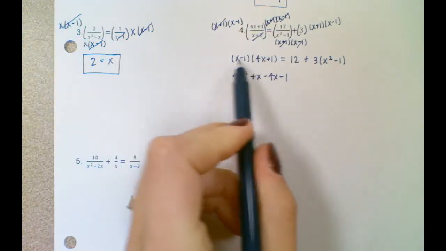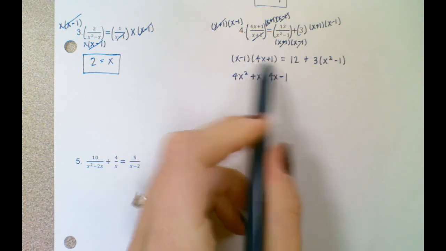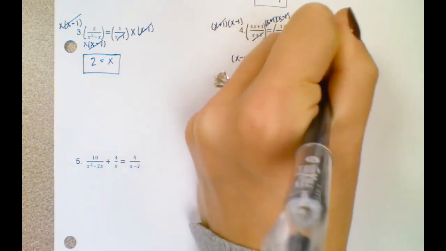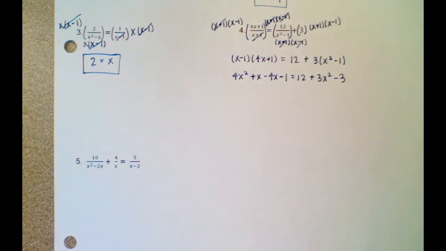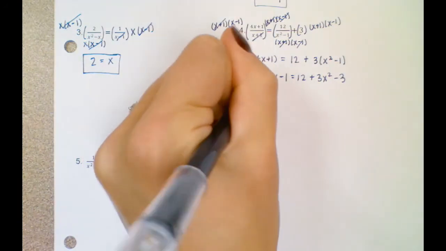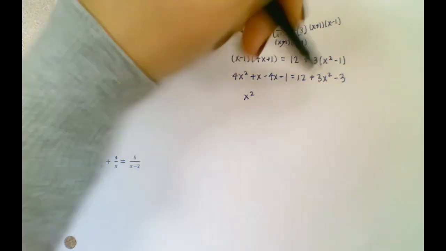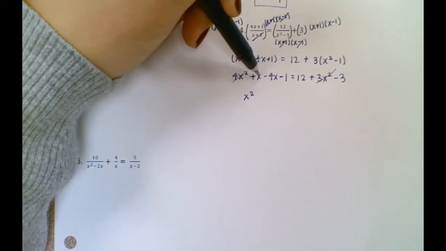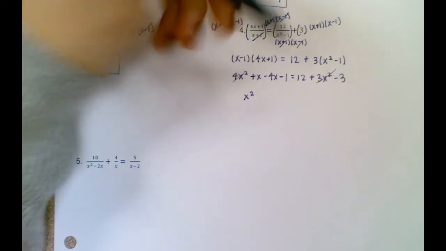Let me double check that. 4x squared, x minus 4x minus 1. Good. Equals 12 plus 3x squared minus 3. Okay. Now combine like terms. If I subtract this 3x squared, I'm going to end up with x squared over here. So that guy's gone. Let's see, what else? So I have x minus 4x, that's negative 3x.